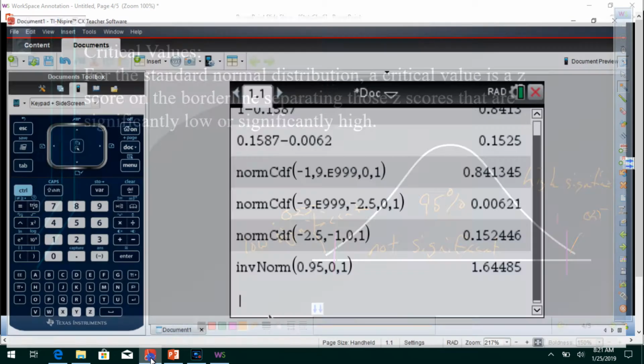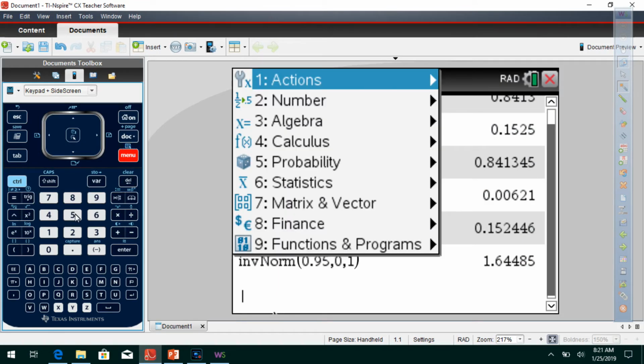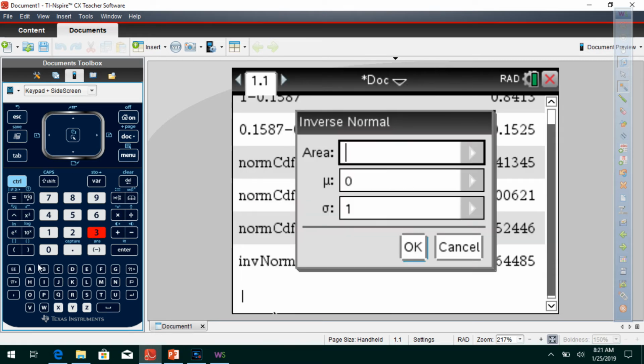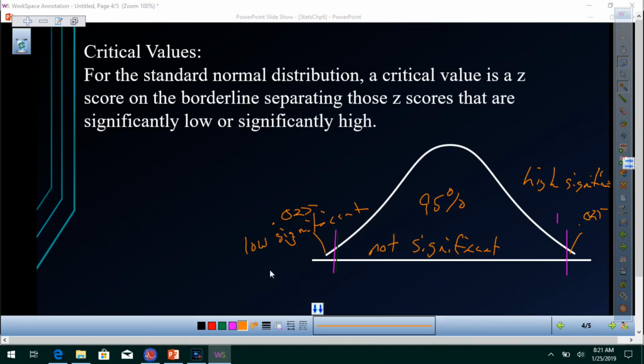Now, what are these z values here? Well, we can go back to our calculator. Menu 5 5 3, and we find 0.025, and we get negative 1.95595. We're just going to say negative 1.96. And then find this area here. Now remember, we have to add those two.